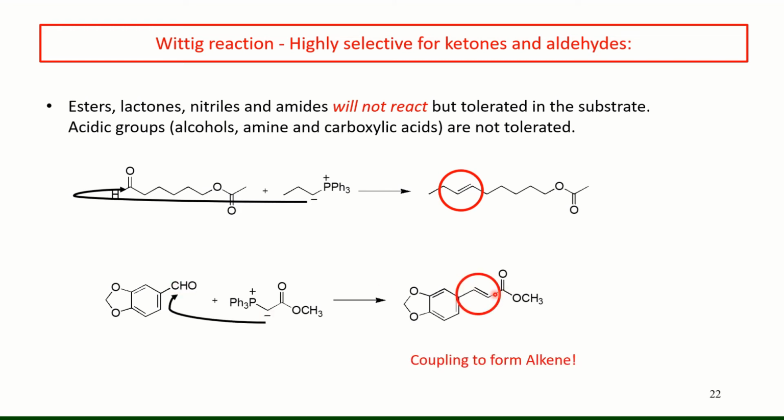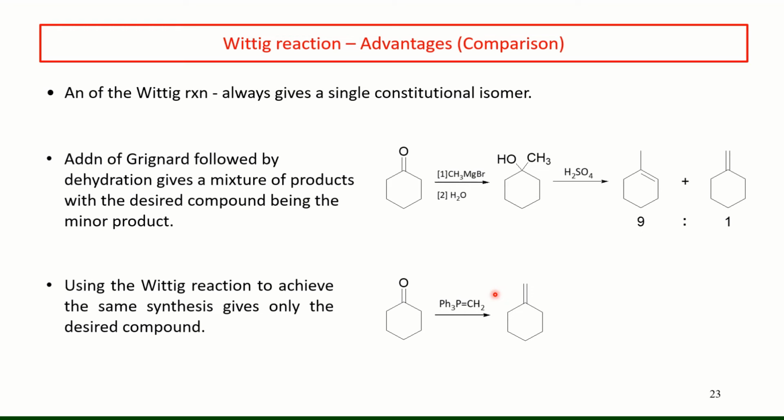There's your double bond. So the coupling results in an alkene. And you can see the advantages over stuff we've done in the past, because here, for example, if we want this species, the Hofmann alkene, if we attack here with a Grignard, followed by quench to give us the alcohol and do the dehydration, then we end up with the Zaitsev as the dominant species and very little of the non-Zaitsev Hofmann.